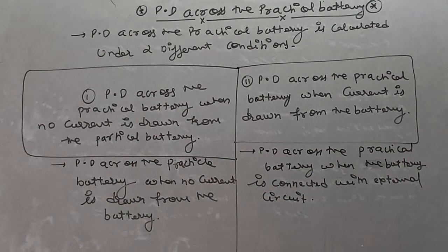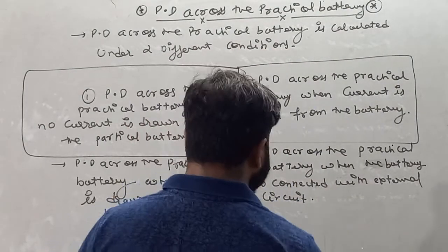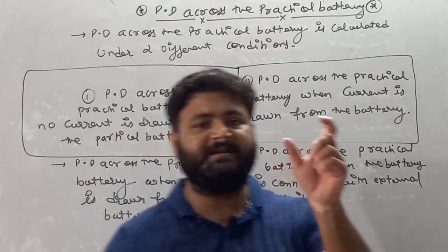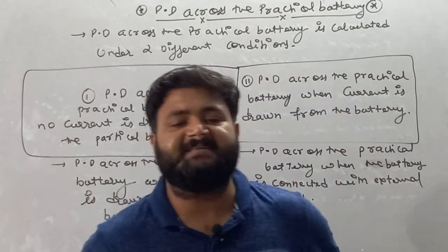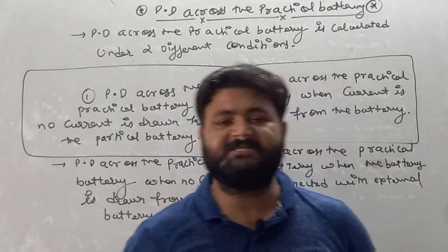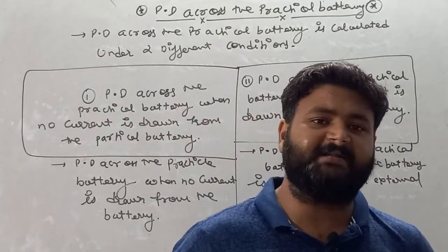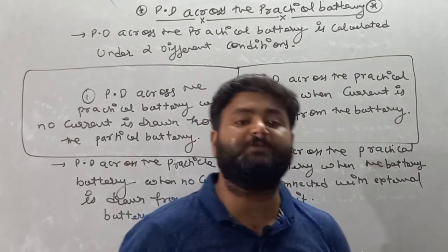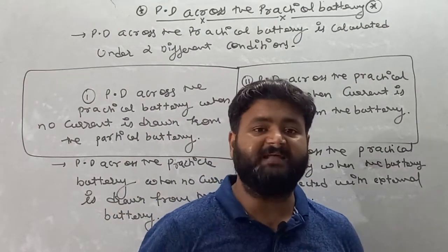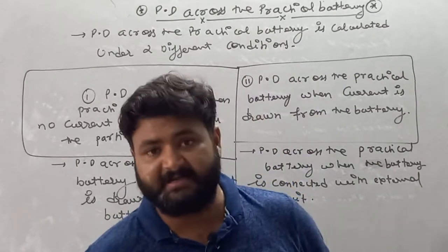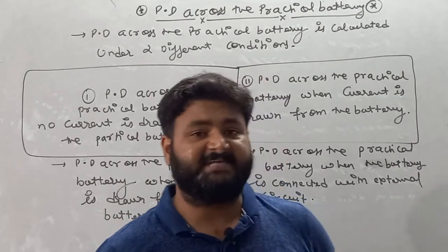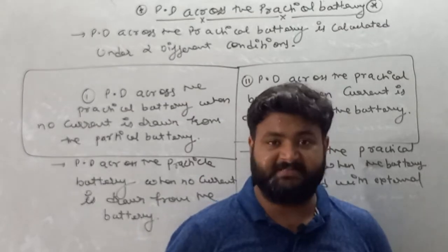See, there are two types of battery. One is the practical battery and second is the ideal battery. If I am talking about the practical battery, then two things are there in it. One is the terminal and second is internal resistance. Potential difference across the practical battery is calculated under two different situations. First, when the battery is not connected with any external circuit. Second, when the battery is connected with an external circuit.